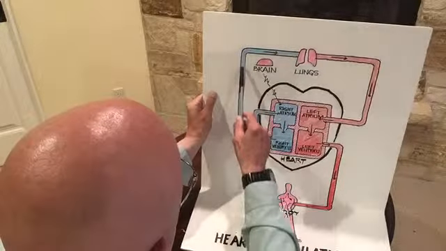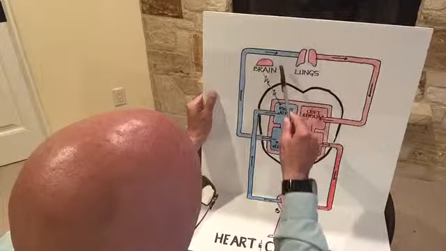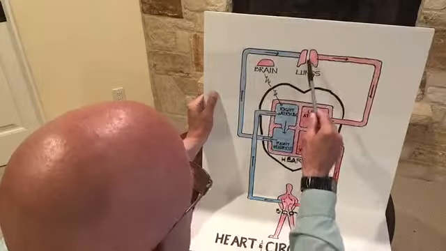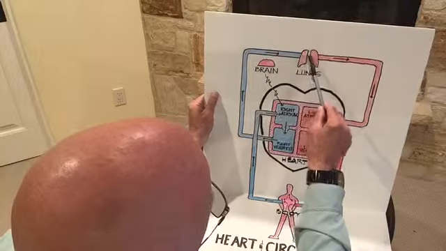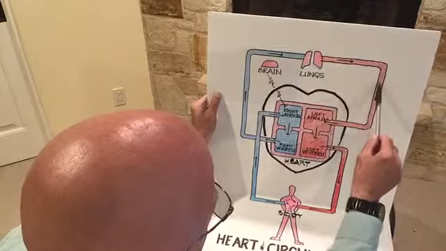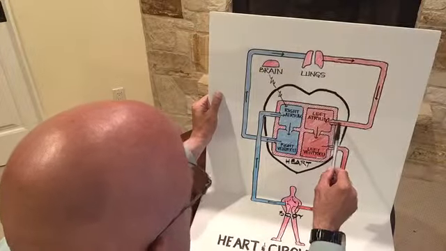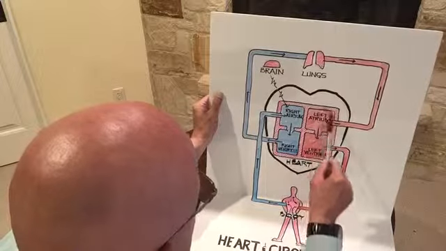In the lungs, our blood rids itself of carbon dioxide and replaces it with oxygen. Our new oxygen-rich blood is represented here in red. This freshly oxygenated blood then flows to the heart and enters the left atrium.